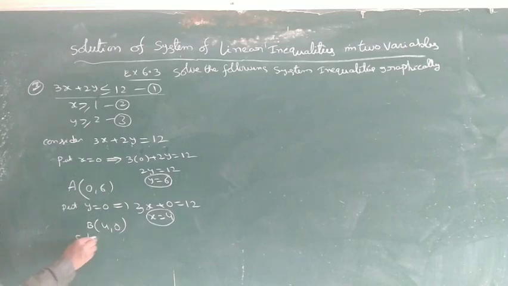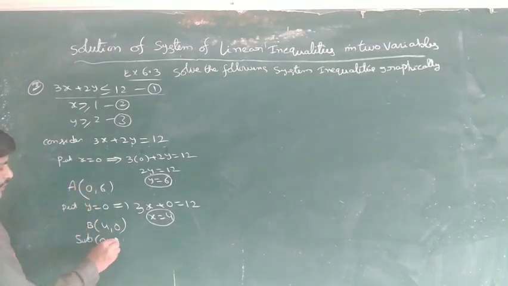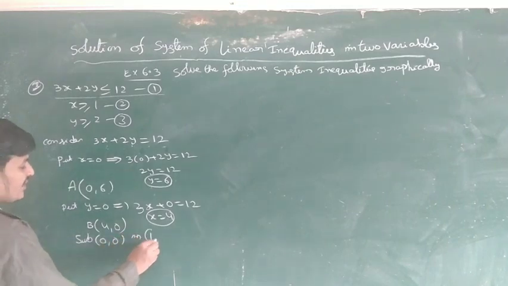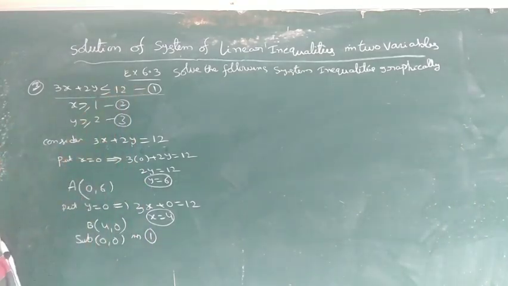Substitute directly. Substitute x equal to 0, y equal to 0 in inequality 1. Inequality 1, not equation. If it were an equation, what would it mean? 0 is equal to 1. It's wrong, always wrong. 0 is equal to 1 is always wrong.